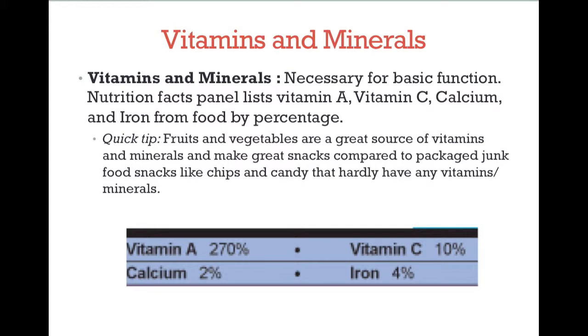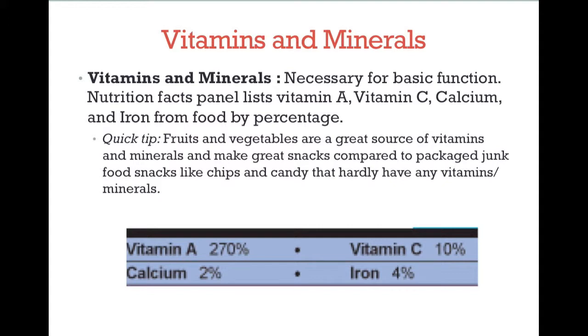Now let's talk about vitamins and minerals. These are located towards the end of the nutrition facts panel. Vitamins are necessary for basic function. On the list, you'll find vitamin A, vitamin C, calcium, and iron from the food by percentage.